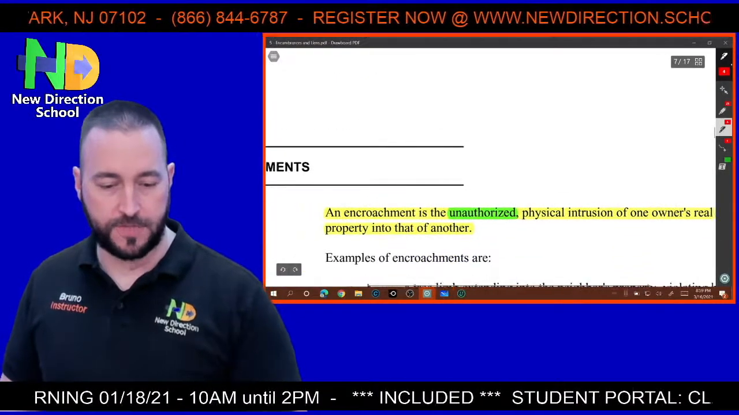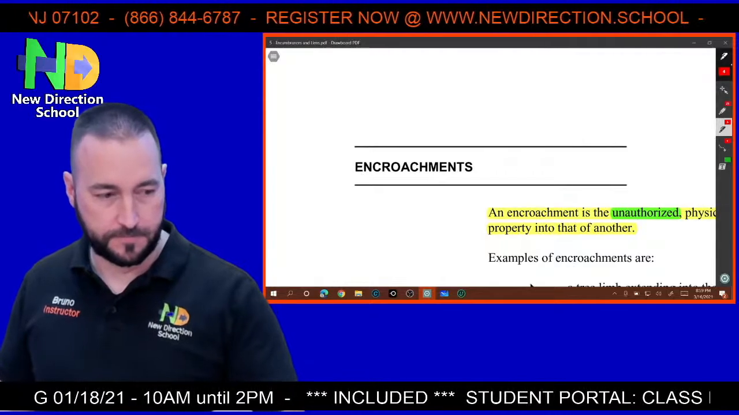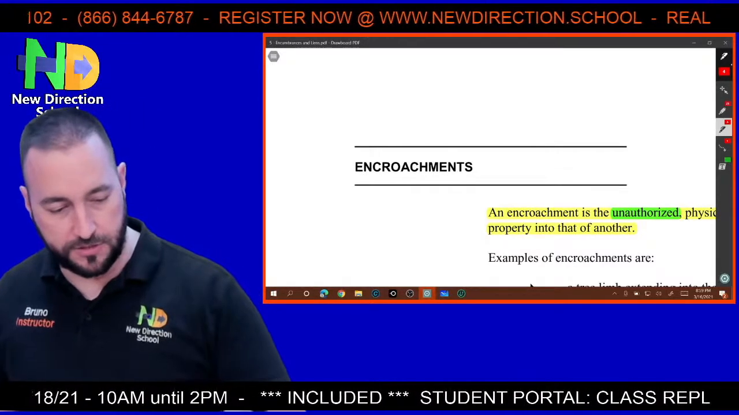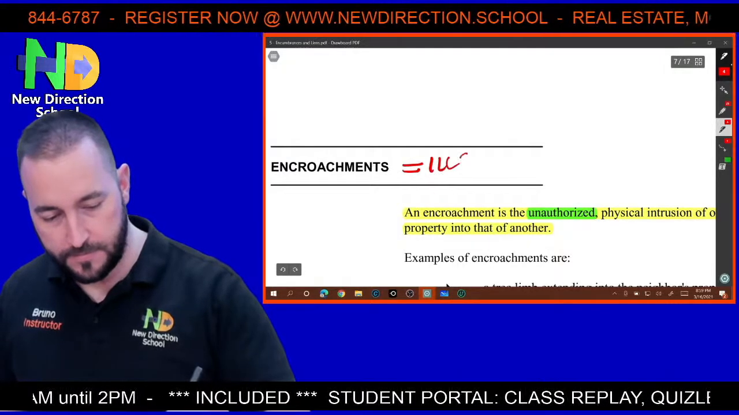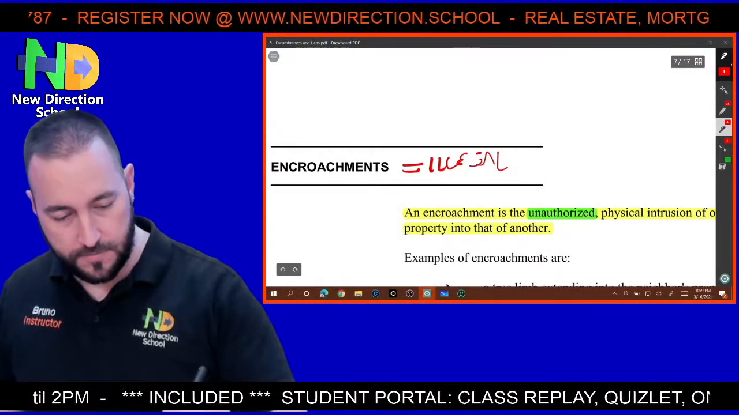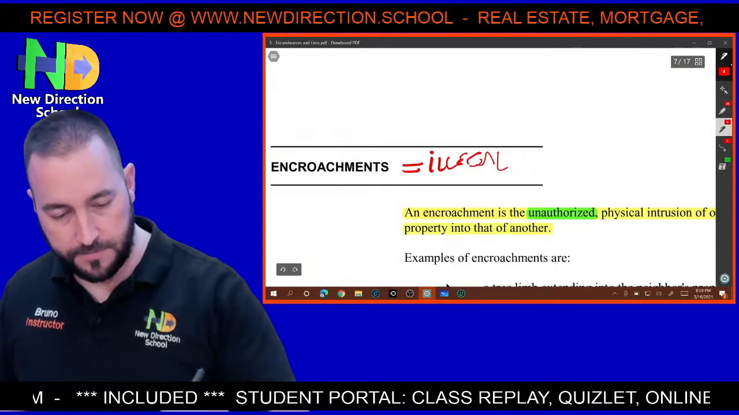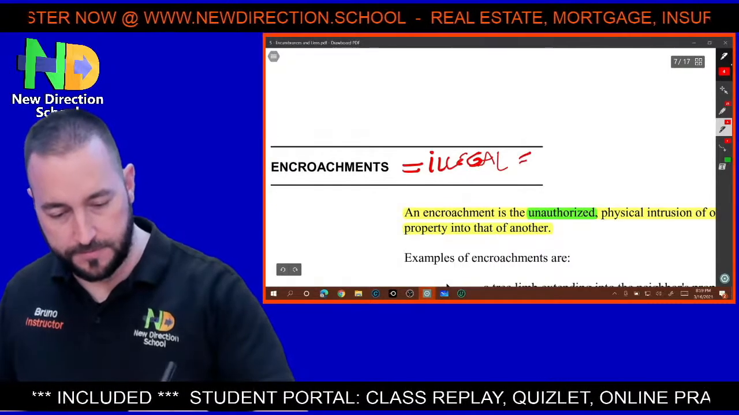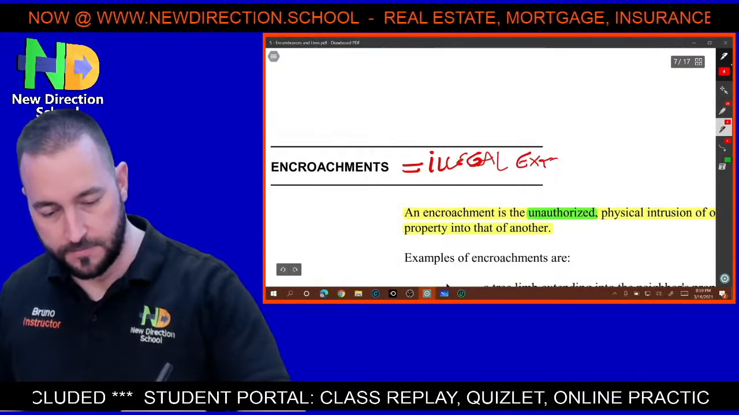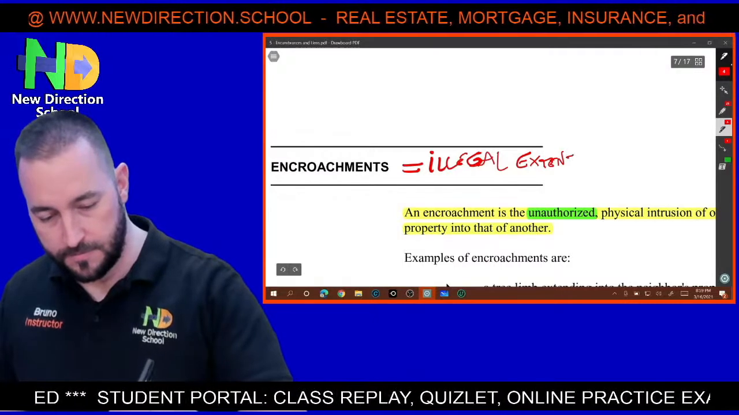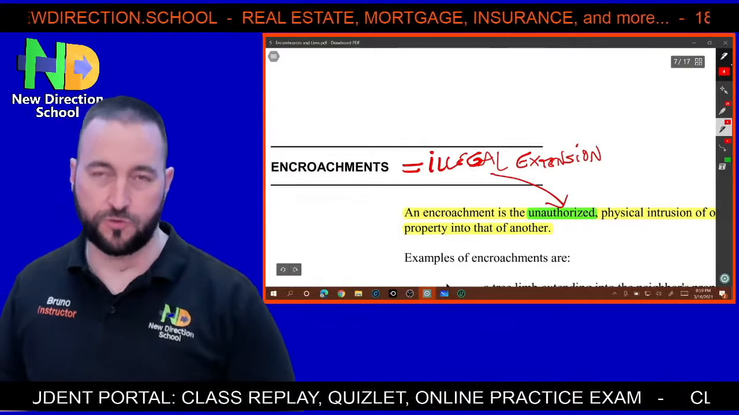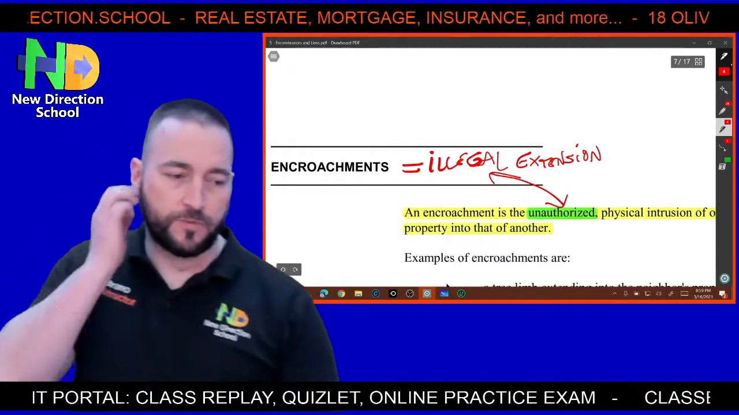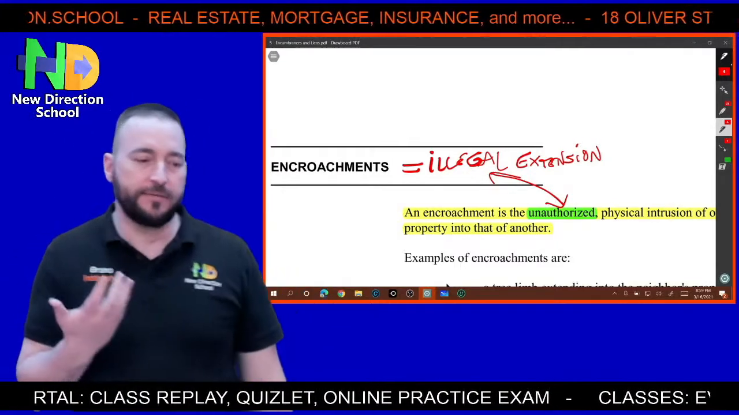Next page, encroachments. Under encroachments, I want you to write illegal extension, or unauthorized intrusion.